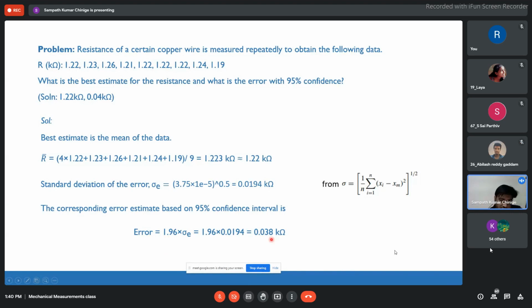That's how we talk about the uncertainty in the mean value. Most of the values, 95 out of 100, will fall between 1.22 plus 0.038, that is 1.258, and 1.22 minus 0.038. So those 95 values will be out of your 100. This is how we will solve these problems.